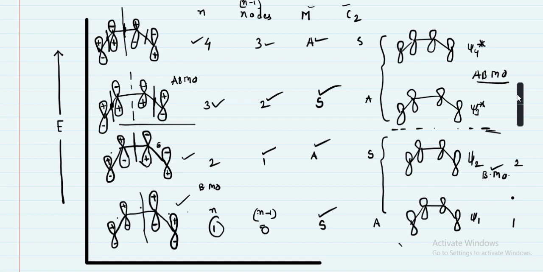Next, the C2 axis, the center of symmetry. For the first orbital, you move to this side, negative is there, and you move to the other side, positive is there. For the next, you move to this side, positive, and the other side, negative. Therefore there is no C2 symmetry, that is, no center of symmetry, therefore asymmetry. In this case, when you move from the center to this side, negative is there, and you move to the other side, negative.